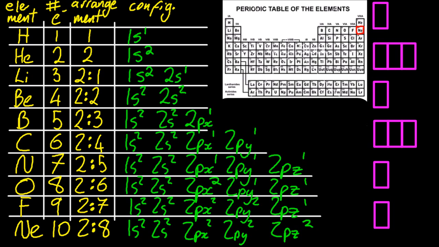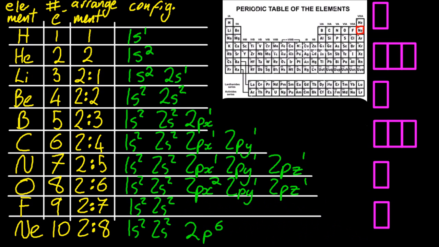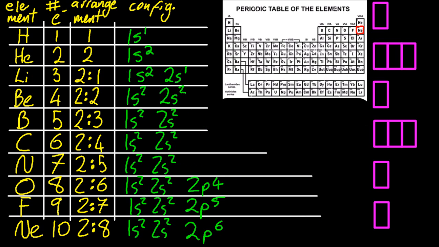Well, let's move on. Now, all that 2P, X, Y, and Z is very busy, so what you can do, almost always, is replace it with this kind of compressed version, 2P6 or 2P5. For oxygen, it's going to be 2P4. So the X, Y, and Z axis for the P orbitals, almost always you can just simplify it. All right, next bit.